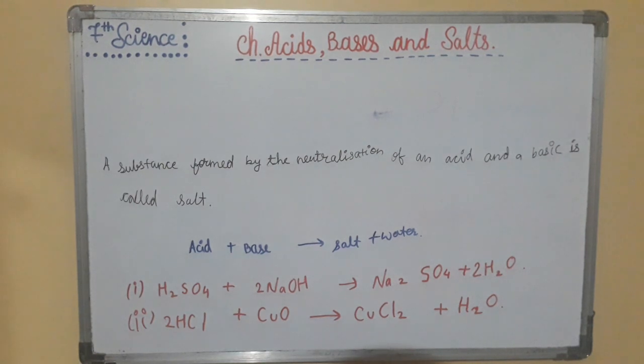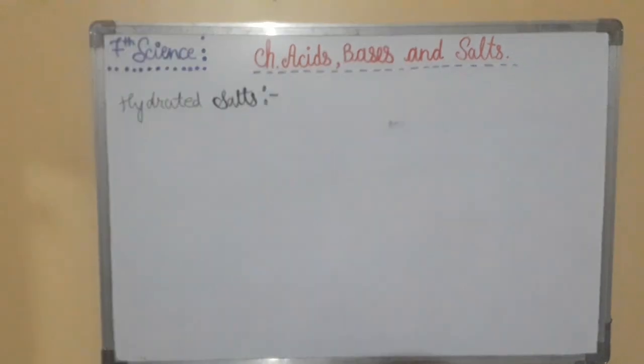Now we will learn about hydrated salts. What are hydrated salts? So, crystals of some salts have some fixed number of water molecules attached to them. Such salts are called hydrated salts, and the water molecules attached to them form the water of crystallization.